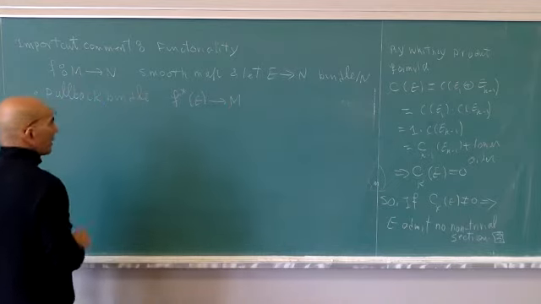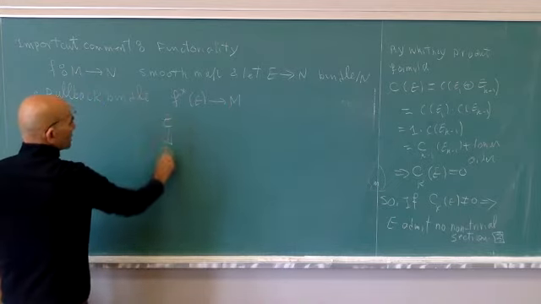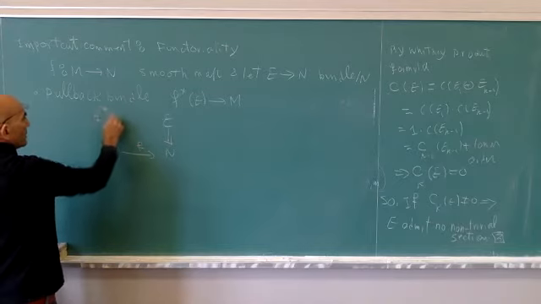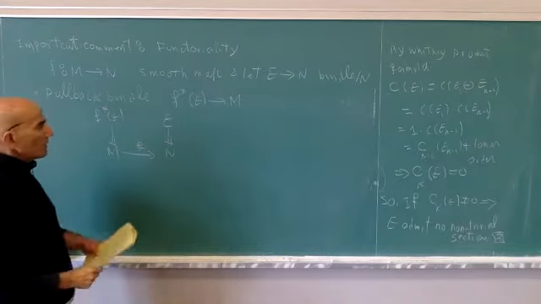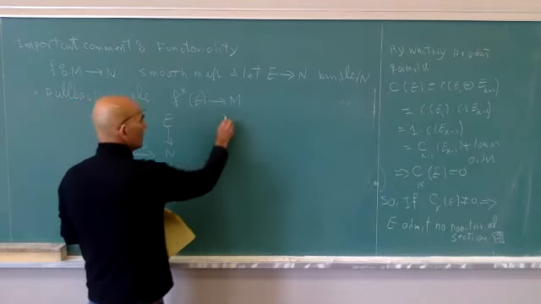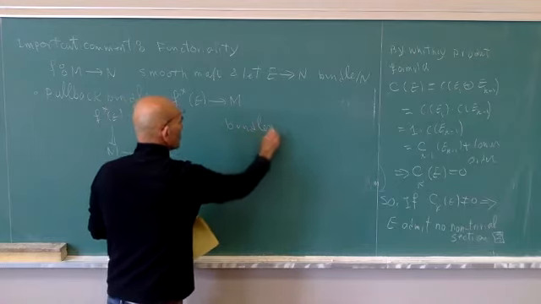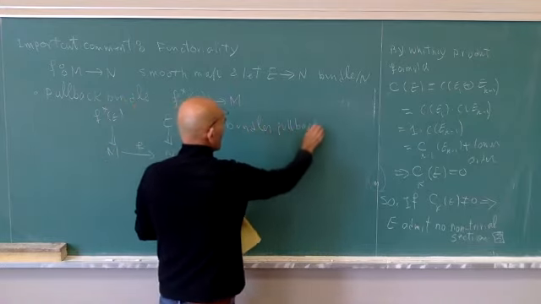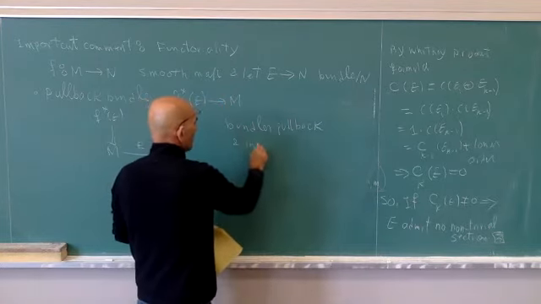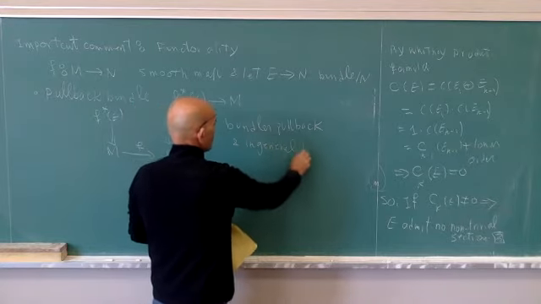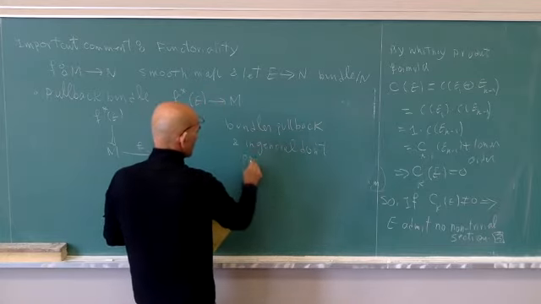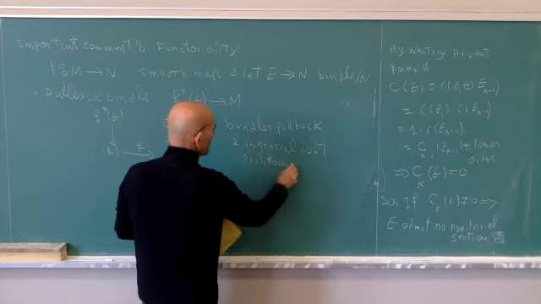So the situation is now like this. We have got E, this is N, this is f, this is M, here is f star of E. So bundles pull back always. They don't push forward, they pull back. So the slogan is bundles pull back. In general, you cannot push forward a bundle. This is just in the nature of things, in general.